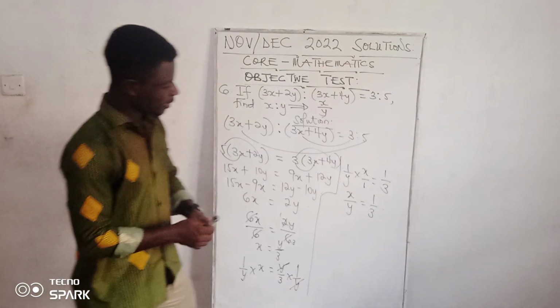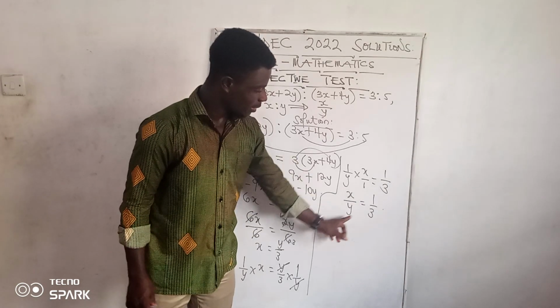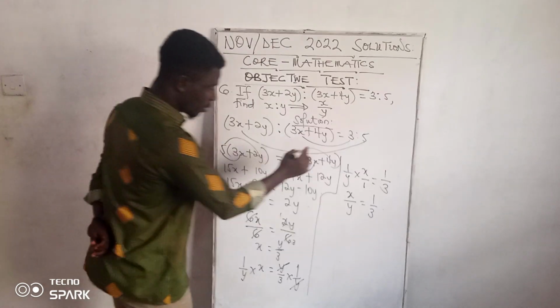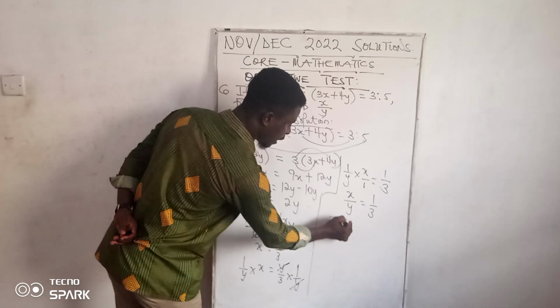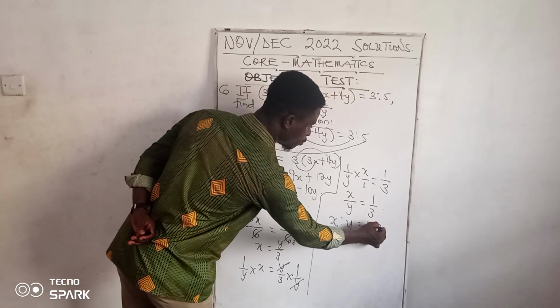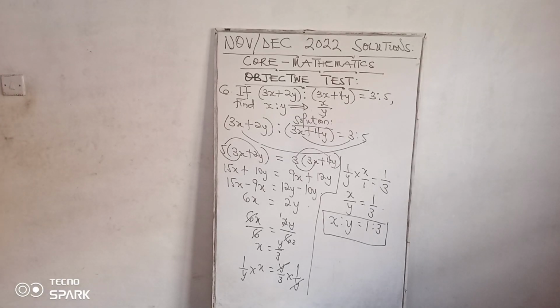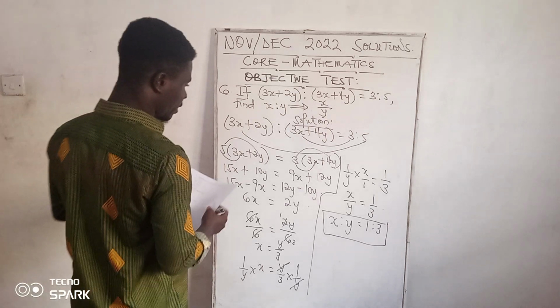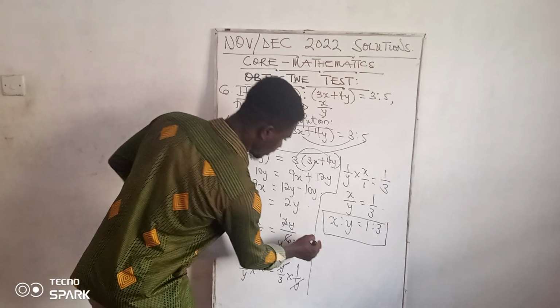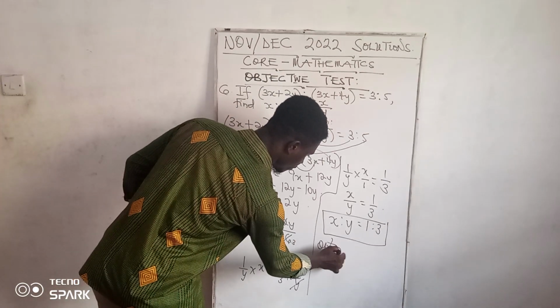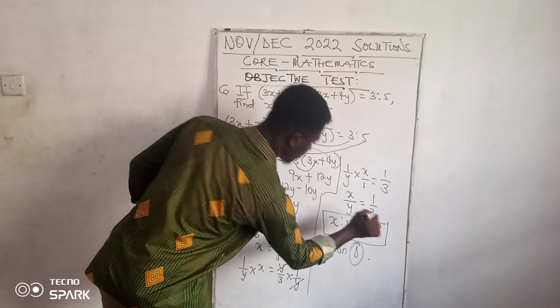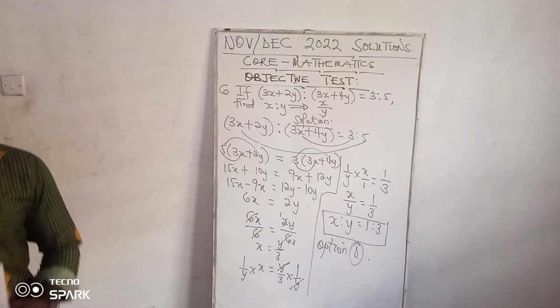So we can say that x equals 1, then y equals 3. So I can say that x to y equals 1 to 3. X to y equals 1 to 3, which is option D.